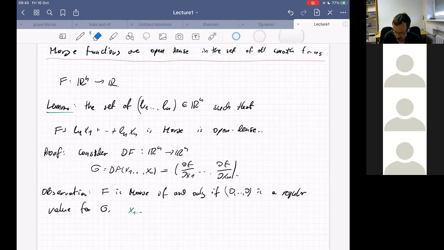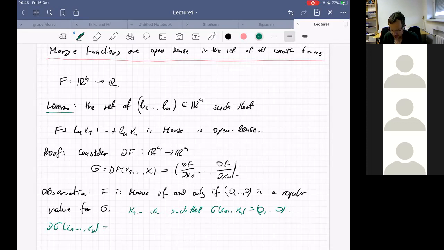So let's choose (x1, ..., xn) such that g of (x1, ..., xn) is (0, ..., 0). Then dg of (x1, ..., xn) is the matrix equal to d squared f of (x1, ..., xn). That's why I choose this, because of this definition. So being a regular value, being a non-singular point, means that the derivative is of full rank, or the derivative is a monomorphism. But being of full rank here means that the determinant is non-zero.